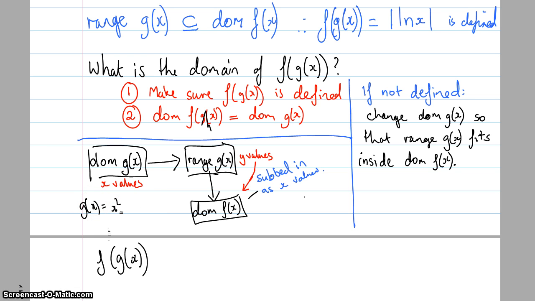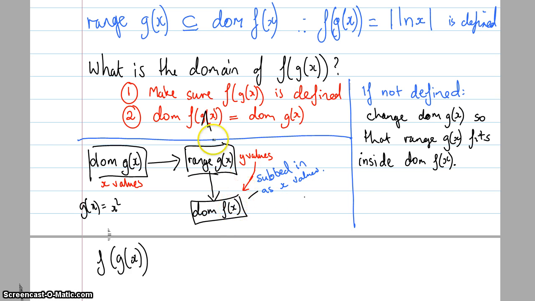Now, what happened to the range, or these y values? Because we've actually got a graph inside another graph, those y values end up being the domain of my f of x graph. So my x values from my original domain of g of x become y values, because that's what you do. You sub them in as x values, they become y values, and then those y values become x values of the outside graph, this f of x. They're subbed in as x values.